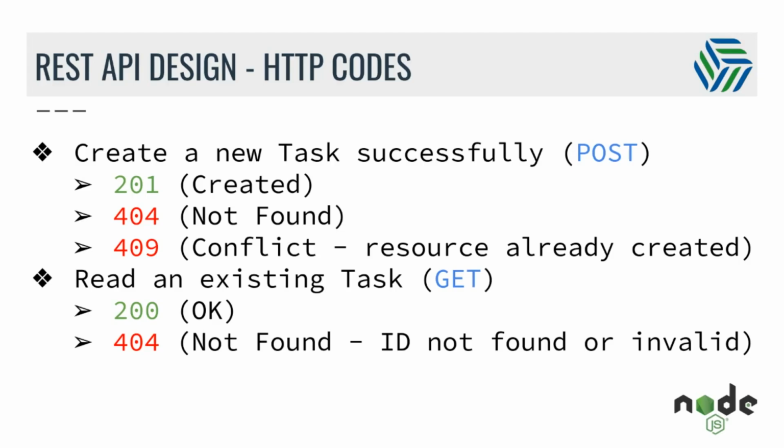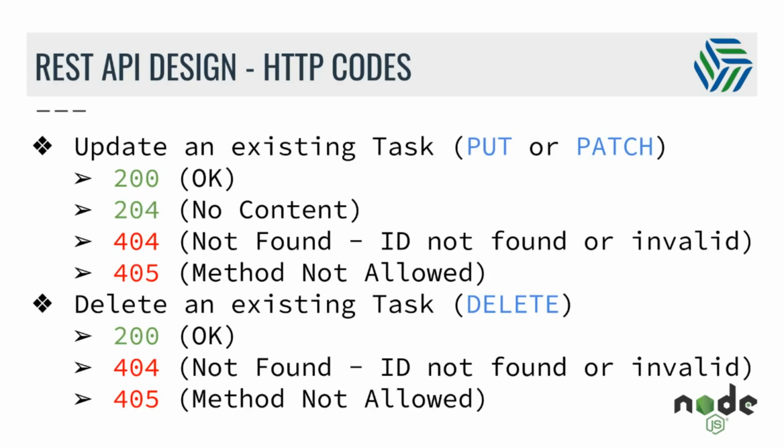When we use get, when we read an existing task, if we find the task, we get a 200. But if we don't find the task or the ID is not valid, we get a 404. If we use put or patch to update an existing task, if the operation was executed successfully, we get a 200. If the operation was executed successfully, but there is no response from the server, we get a 204. If the task is not found, we get a 404. And if the put or patch method are not allowed, we get a 405.